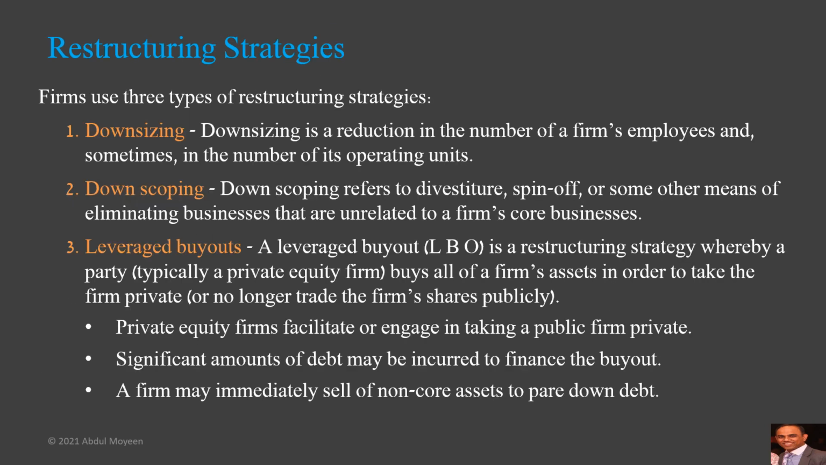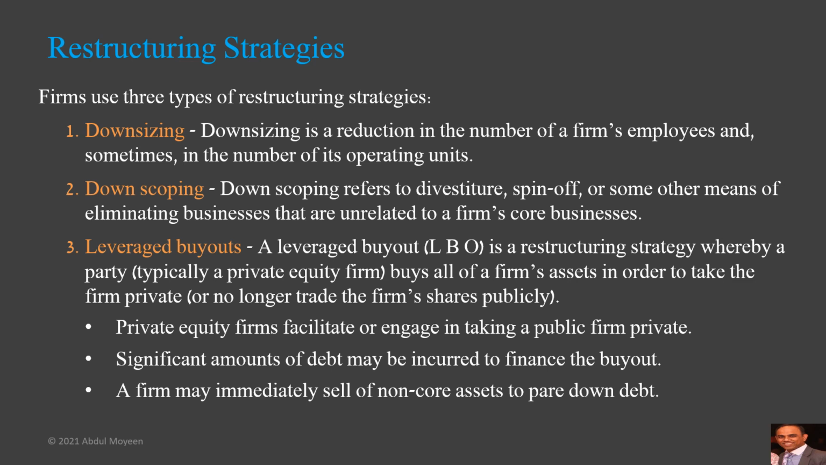Companies may use three types of restructuring strategies. First one is downsizing, then downscoping, and leveraged buyouts. Downsizing is a reduction in the number of a firm's employees and in the number of its operating units, but it doesn't change the essence of the business.